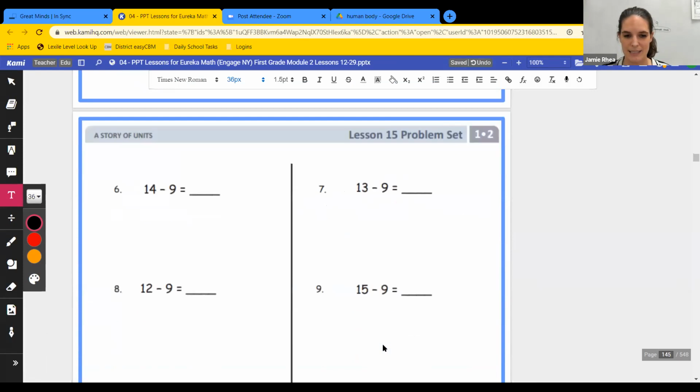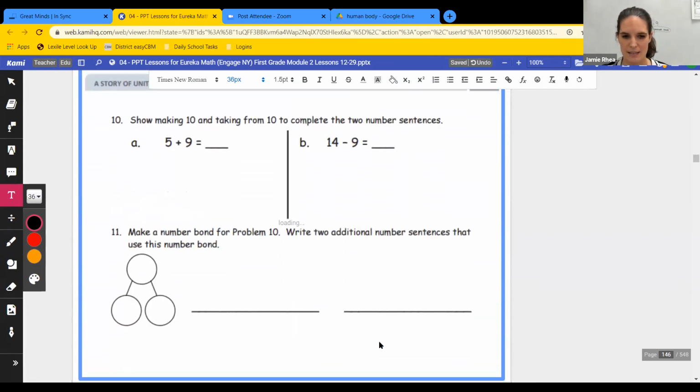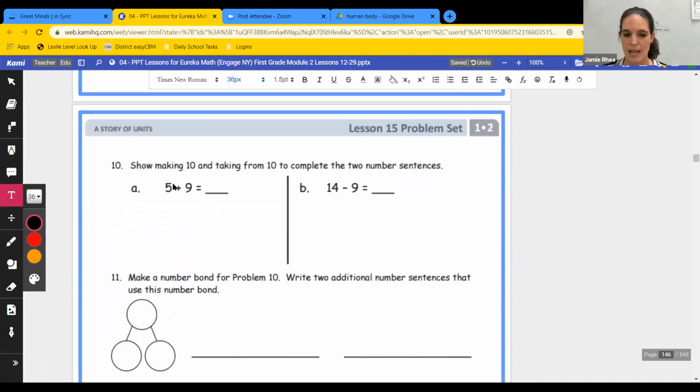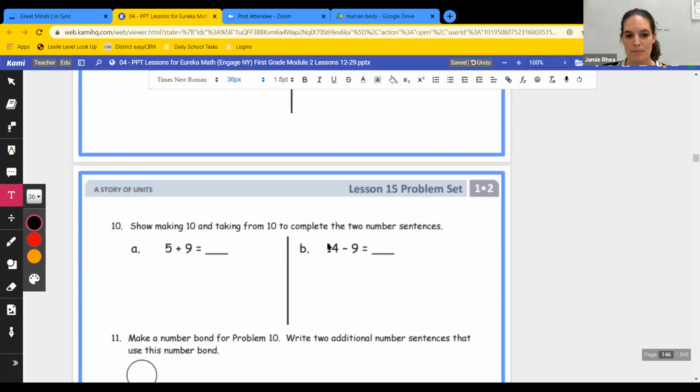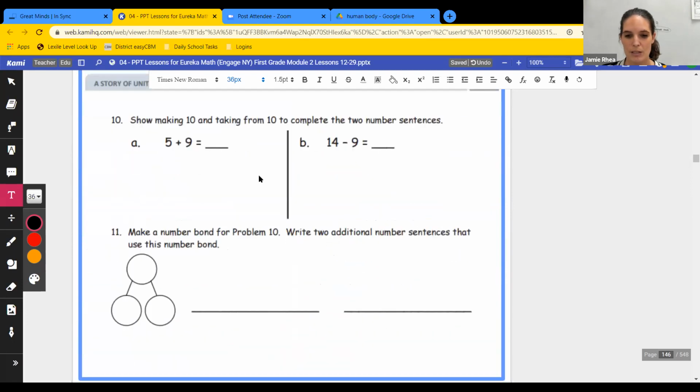All right, let's look down here at 10. It wants us to do 10, A and B. Show making 10 and taking from 10 to complete the 2 number sentences. Guess what, guys? It's the exact same thing we did up here. Okay, so let's look. Oh, but look, 5 plus 9. I have to make 10 and take from 10.